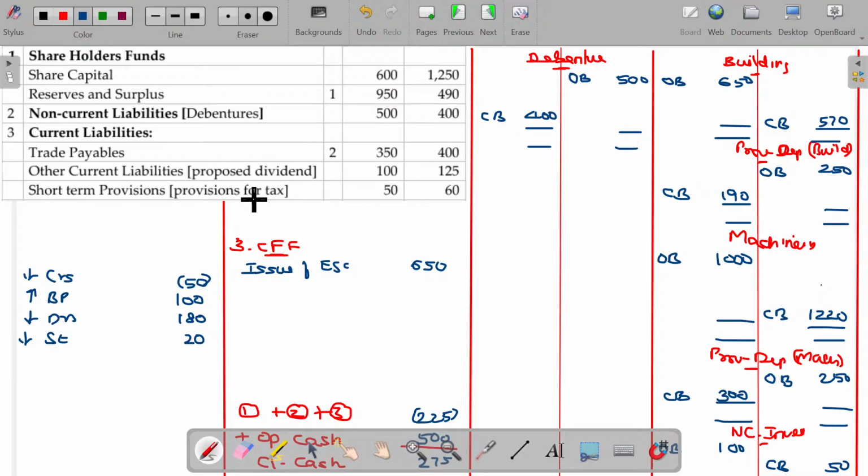Trade payables recorded. We have been given proposed dividend and provision for taxation. Proposed dividend: opening balance 100 and closing balance 125. Here, provision for taxation: opening balance 50, closing balance 60.